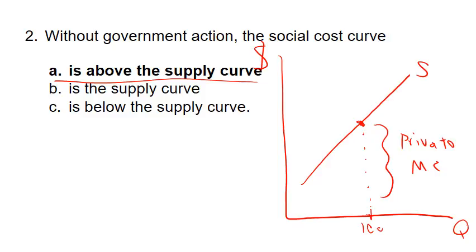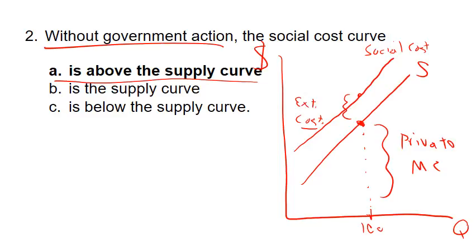People are more likely to be killed or injured by drunk drivers. So if we add on top of the private marginal cost the external cost, EXT cost, we will obtain the social cost curve. The social cost is higher than, or above, the supply curve. The supply curve reflects the private marginal cost. Without government intervention, the social cost curve is higher than the supply curve.